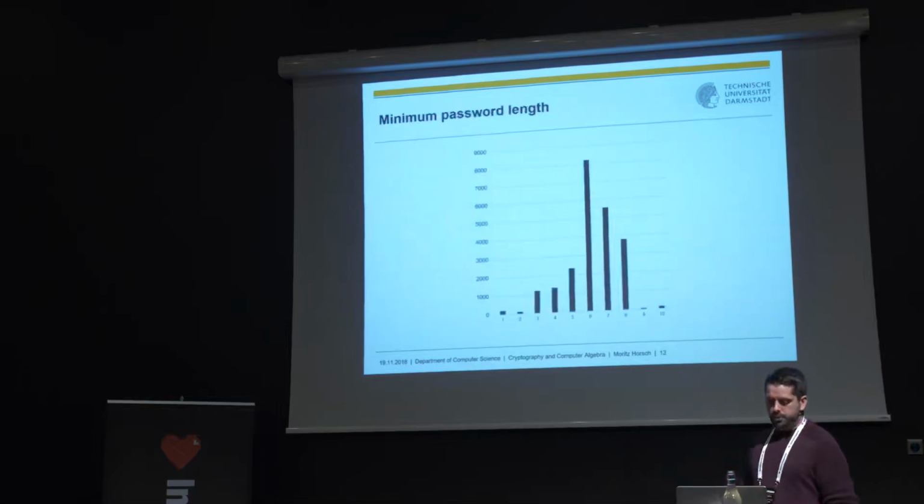Here you see the distribution of the minimum password length. As you can see, we actually found a couple of services that allow passwords with 1 or 2 characters. The vast majority accept or enforce passwords with 6 characters, and we also found some security-conscious services with a minimum password length of 9 and 10 characters.